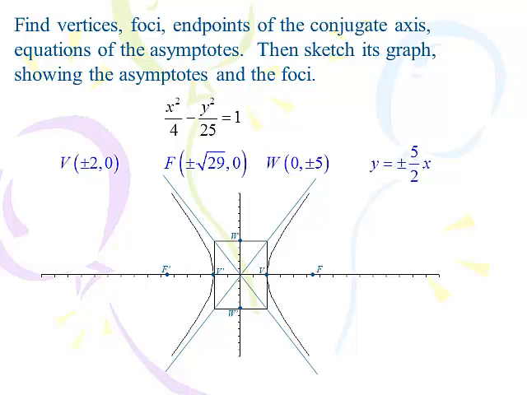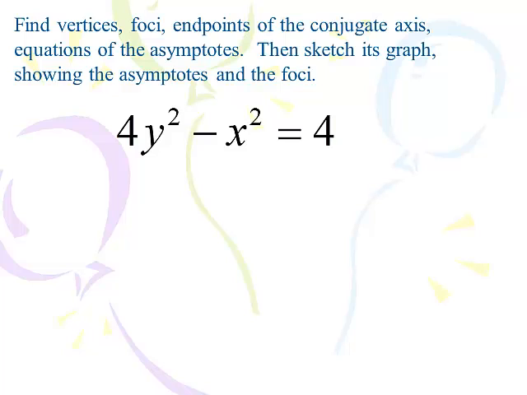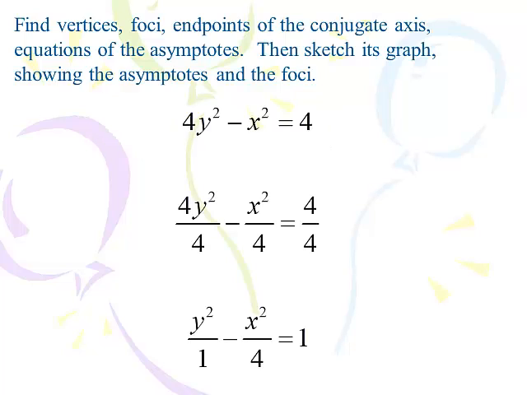More examples. Well, here I have to do a little work to get this into standard form first, so we're going to divide both sides by 4 and see what this looks like. So we divide by 4, we end up with y squared over 1 minus x squared over 4 equals 1. So my a squared is 1, my b squared is 4, and because the y squared is positive, I'm going to have a transverse axis going vertical.